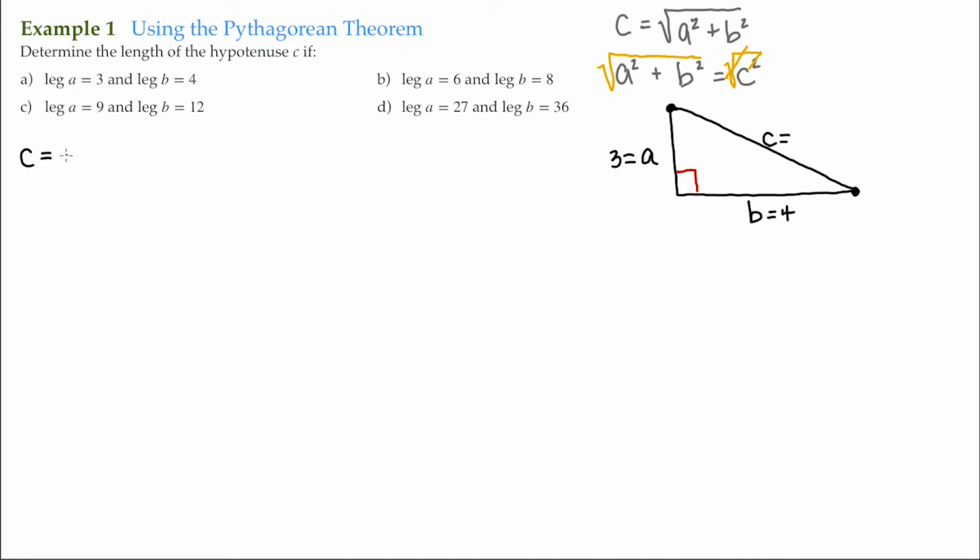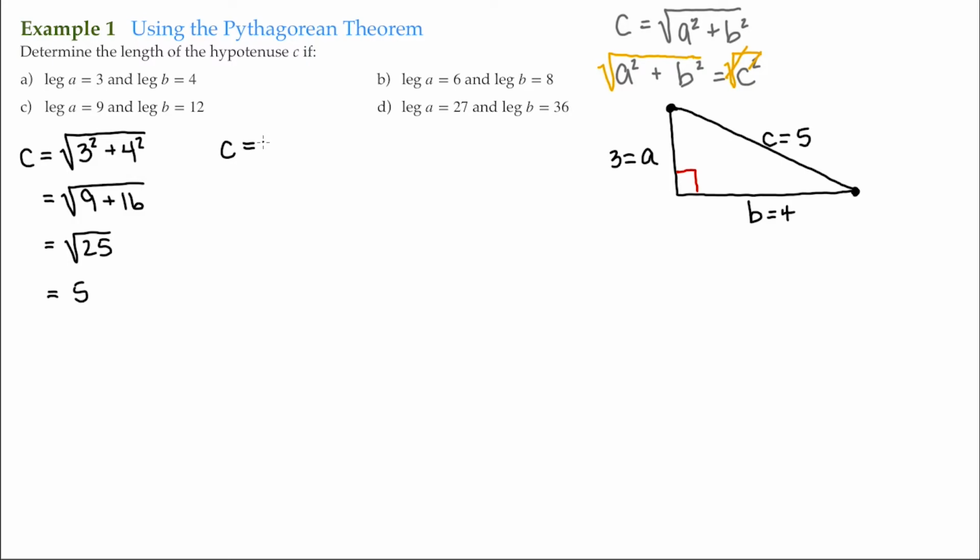So c is equal to the square root of a squared, that's 3 squared, plus b squared, and that's 4 squared. That's equal to the square root of 9 plus 16. That's the square root of 25. And the square root of 25 is 5. So the length of the hypotenuse here is 5. And a squared is 9, b squared is 16, and c squared is 25, and of course 9 and 16 is 25.